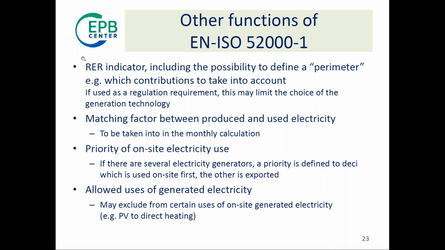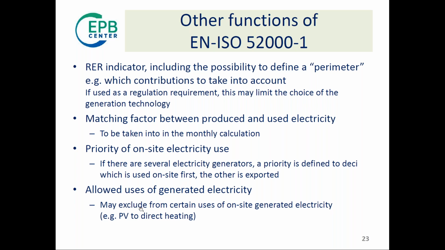And the fact is that sometimes the renewable energy ratio is used as an indicator, but if you use it as a regulation requirement, in this case this may limit the choice of the generation technology. Then you have a matching factor between produced and used electricity to be taken into account in the monthly calculation, because you do not know if electricity is generated when used. And you might set up a priority of on-site electricity use. If you have several generators, you need a priority to decide which is used on site and which is exported, and the allowed use of generated electricity.